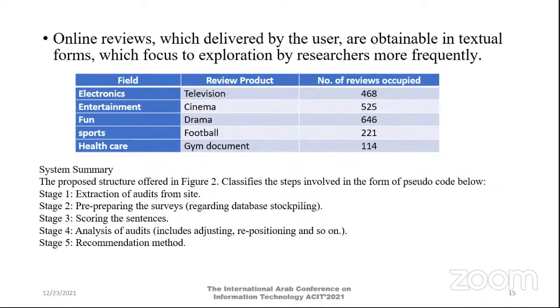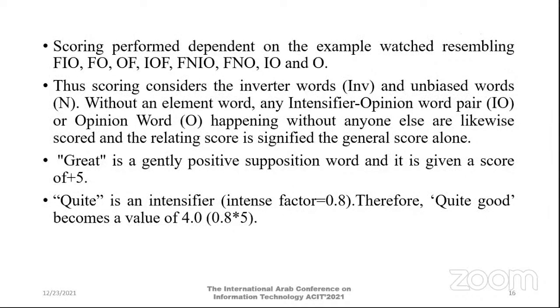From that, we have classified the steps, using some pseudocode to classify the documents. We extracted the data, pre-processed the reviews, and scored the sentences obtained from the reviews. Finally, we analyzed based on the ranking and gave a recommendation method for the final publications. Here we used inverter words, sometimes unbiased words, and sometimes interfering options or word pairs. We classified the documents based on that scoring.